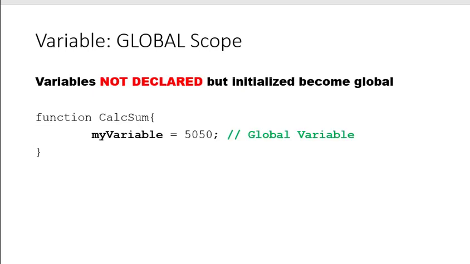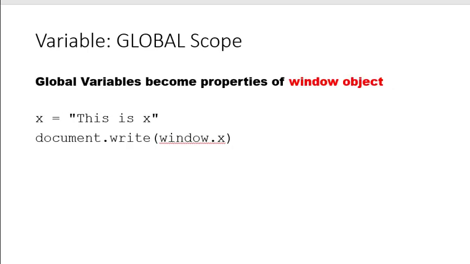You can use a variable without declaring it. If you assign a value to a variable which is not declared using let or var keyword, JavaScript just makes it global. For example, I have assigned a value to my variable inside the calcsum function. JavaScript will not complain and will simply make it global, and its value will be accessible globally on the page. Global variables simply become properties of the window object in the browser, and these can be accessed using dot notation.